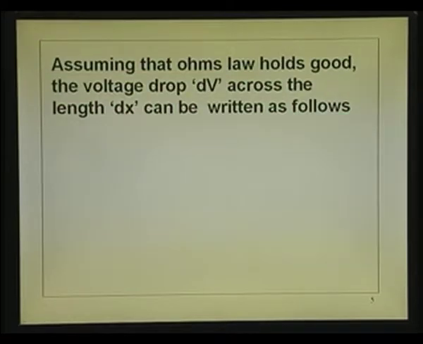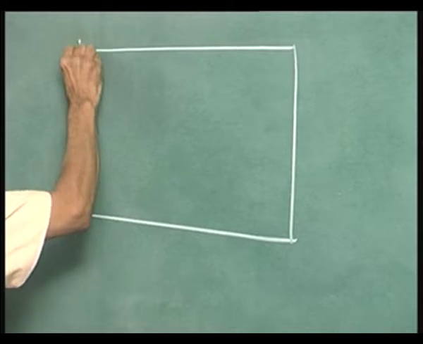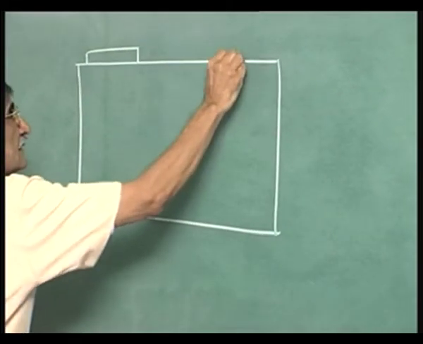Assuming that Ohm's law holds good, the voltage drop dV across the length dx. I think instead of keeping on going, I can go back to the diagram. Otherwise, I will draw the diagram here and keep it. So, that is the source and that is the drain.